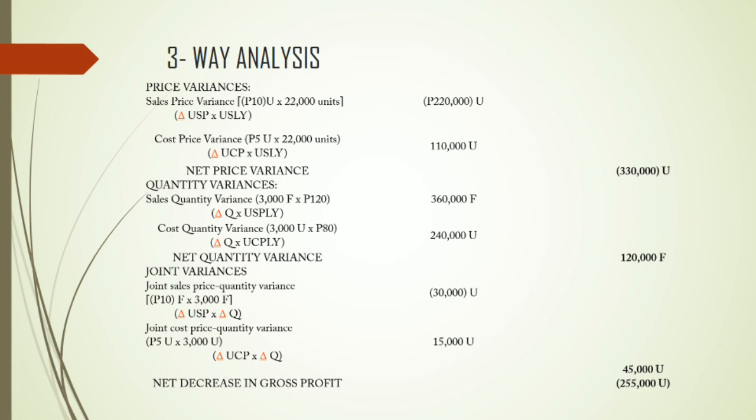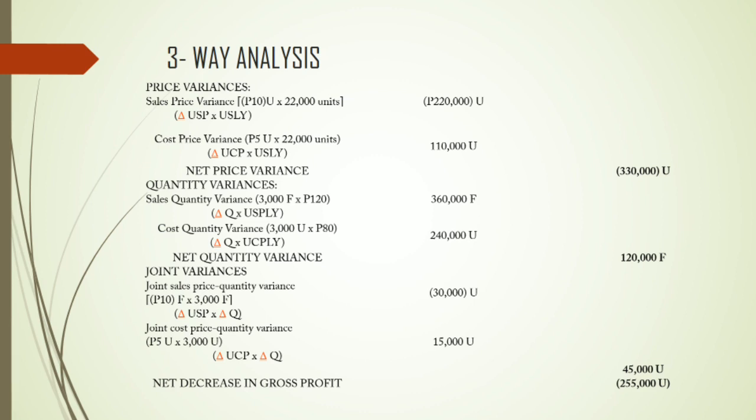For the joint variances, we have the joint sales price quantity variance. The formula is the change in the unit selling price times the change in quantity. So we have a decrease of 10 pesos unfavorable times 3,000 favorable. We will be getting 30,000 unfavorable. For the joint cost price quantity variance, we have the change in the cost price times change in the quantity. So we have here the 5 pesos change unfavorable times 3,000 units unfavorable. We have here 15,000 unfavorable. So we will be adding these two since both are unfavorable and we will be getting 45,000 unfavorable.